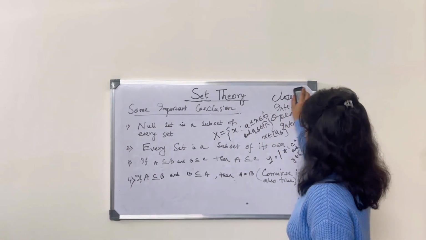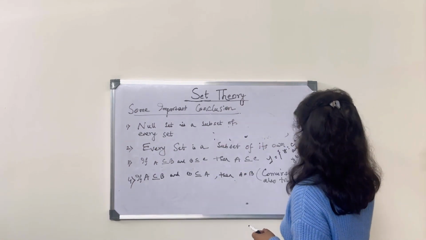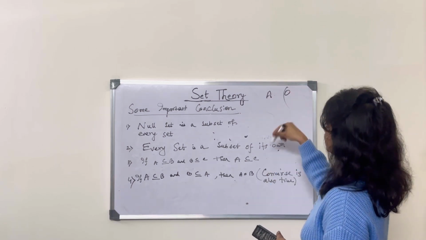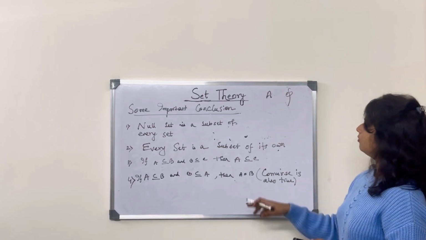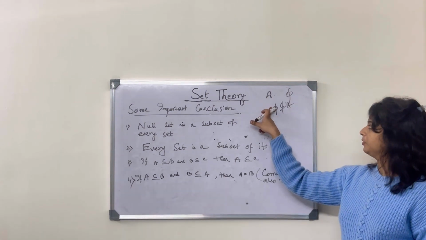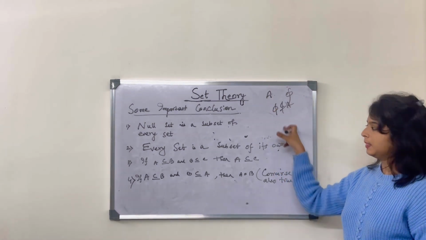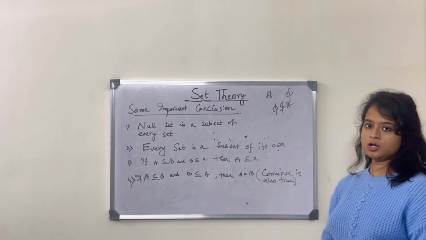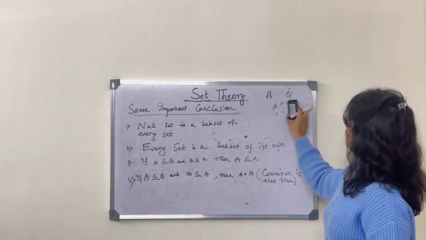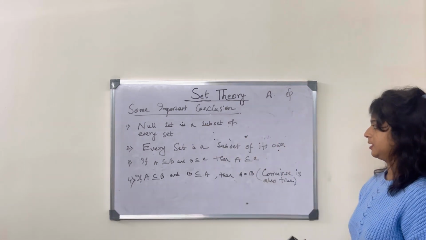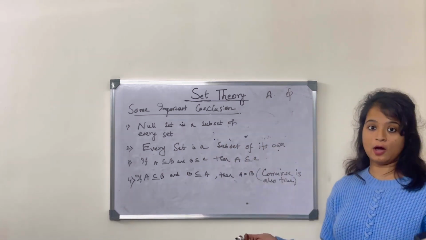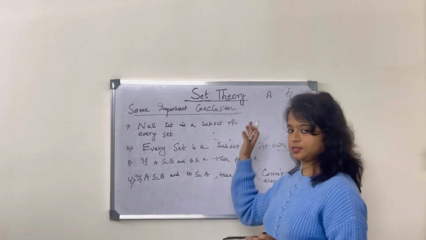Next, the null set is a subset of every set. Let us consider a set A which is an arbitrary set, and phi is our null set. Now let's assume phi is not a subset of A. Then there is an element in the set phi which does not belong to the set A. This contradicts our fact, because phi is the null set and doesn't have any elements. So the null set is a subset of every set. Every set is a subset of its own. Definitely, every set is a subset of its own. You have to think about it. I will discuss it in the next session.